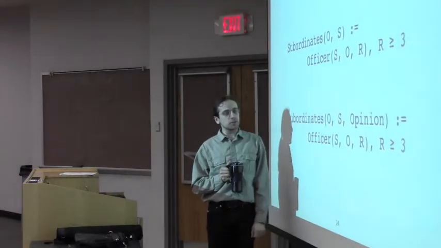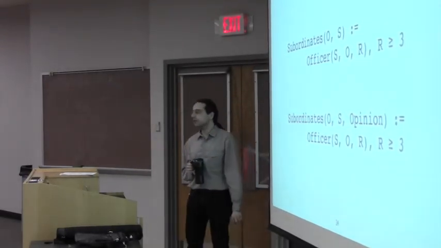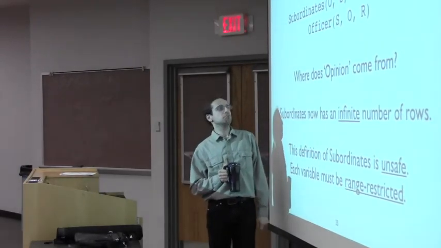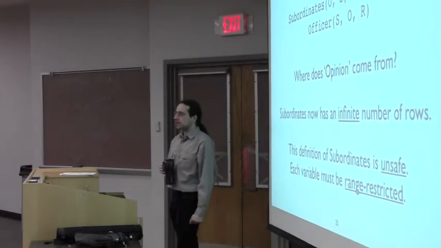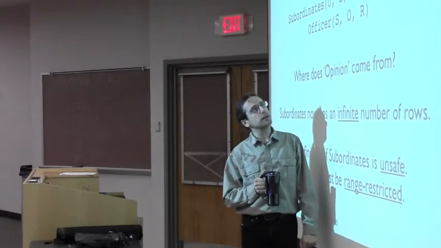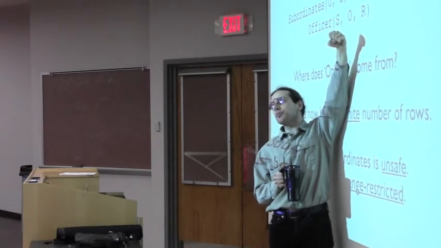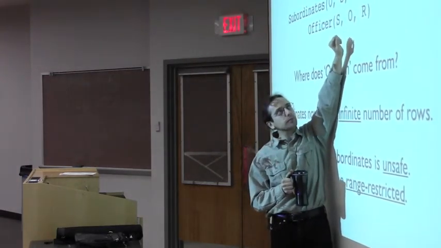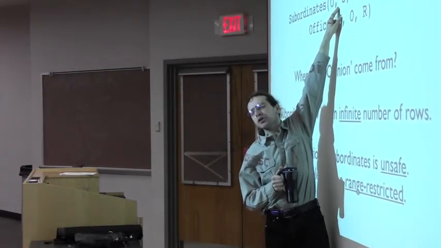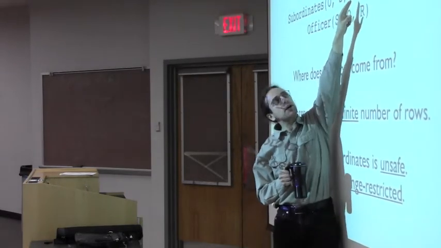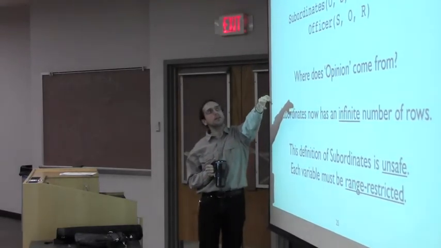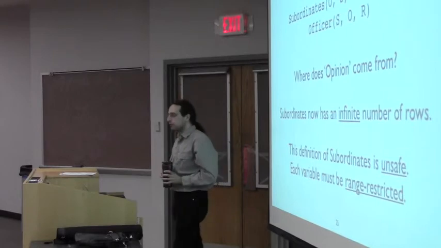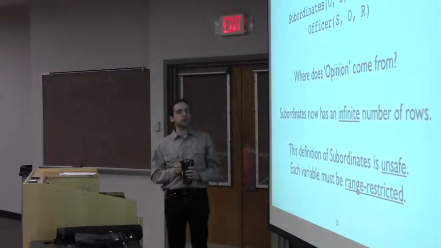Now, what about this? Does anyone see a problem with this particular query here? Exactly. So where does opinion come from? Well, it doesn't. And as a consequence of that, subordinates, the way we defined our evaluation strategy, for any valuation of any of these variables, the corresponding tuple must exist in the head, which means that for any possible value of the opinion column, there must be a corresponding subordinates tuple, which basically means now the subordinates relation has an infinite number of rows. It could have zero rows or an infinite number of rows.